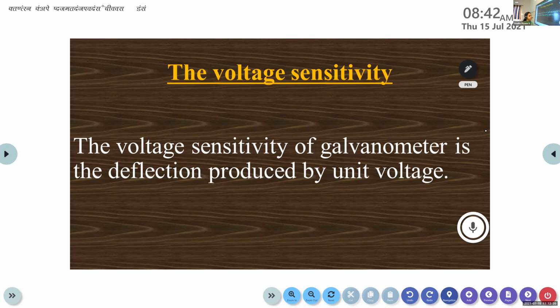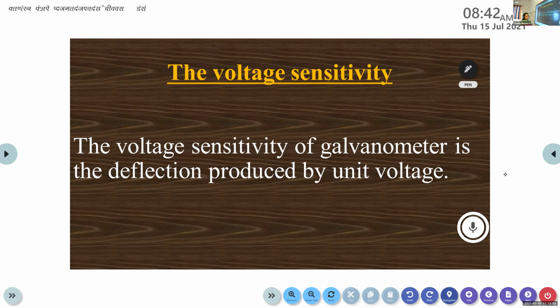The voltage sensitivity of a galvanometer is the deflection produced by unit voltage. Unit current means 1 ampere, right? Yes. So phi will be equal to NAB by K. But sometimes it is not only equal to 1 ampere. Sometimes in questions the value of the current must be provided. In those cases, we need to substitute the value of the current there.